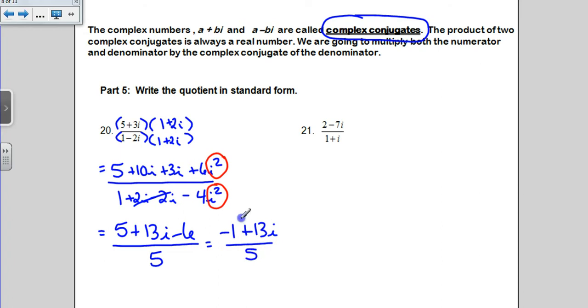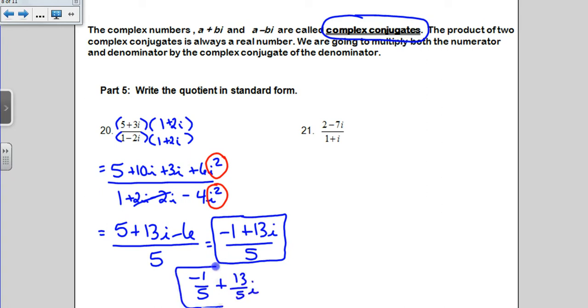Now for this class, that's a great answer. However, the ACT likes you to take this answer and break it into a plus bi form. So they're going to want you to take this 5 and distribute it under each part of the numerator. So the ACT answer would be negative 1/5 plus 13/5 i, where you could clearly see the real number part and the imaginary number part. So I'm not going to be too picky how you write your answer, but if you want to get ready for your ACT, which I hope you do, try using the second format.